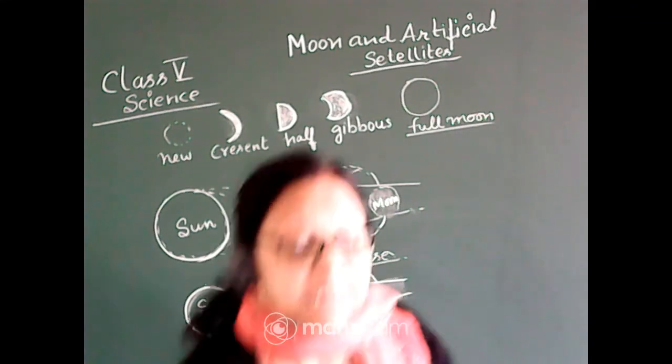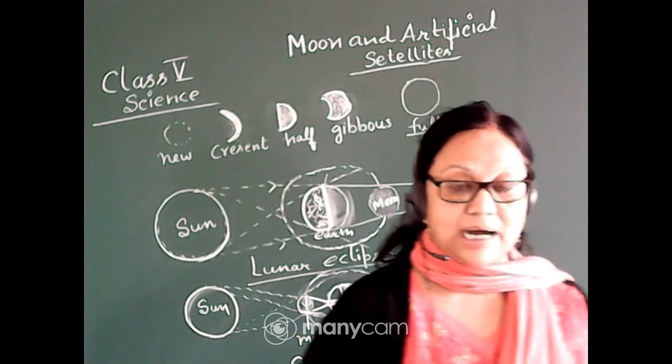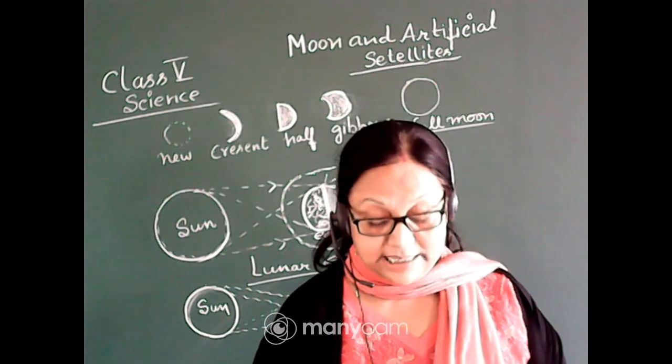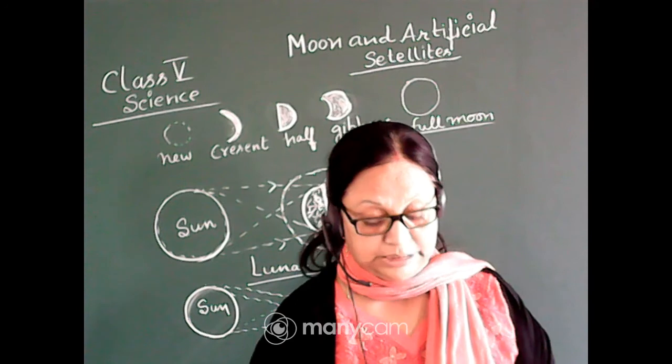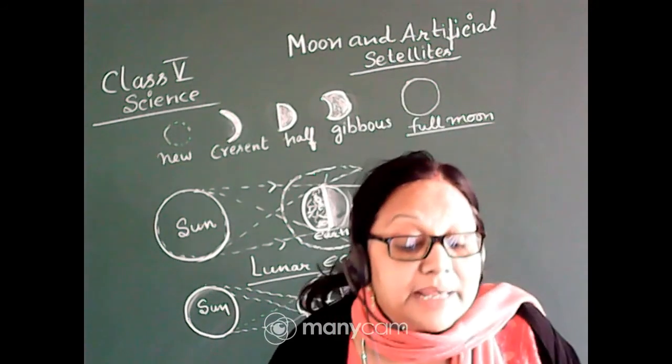Every day the moon seems different to us. We are doing the moon and the artificial satellites. We have completed up till the second part. There is no life on the moon. And what is the gravity of the moon? 1.6. Can you tell me?